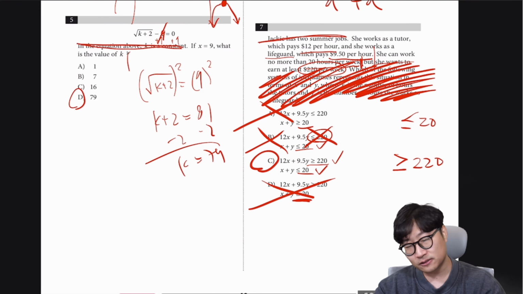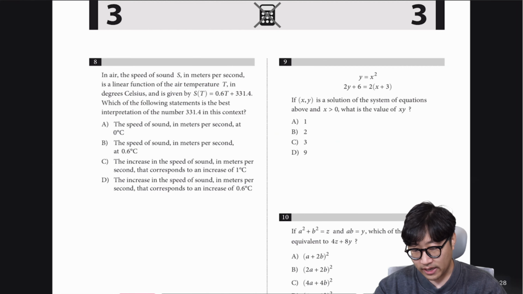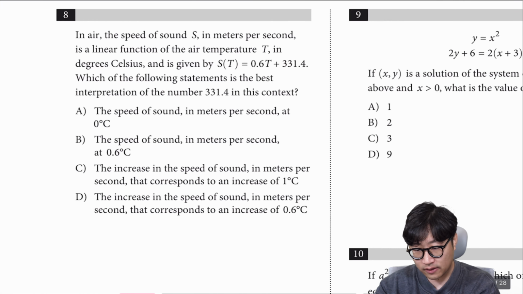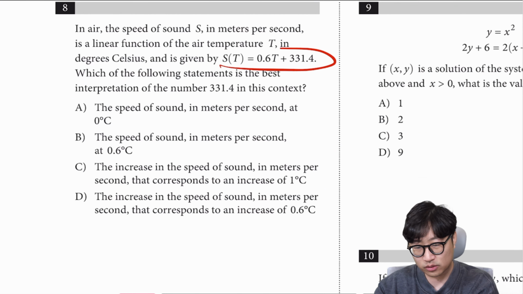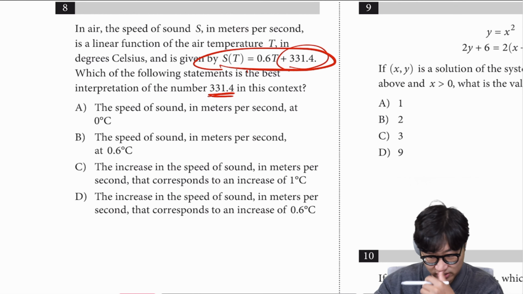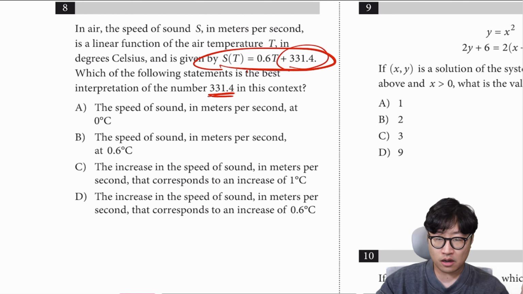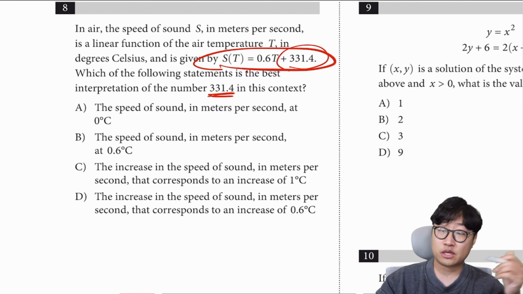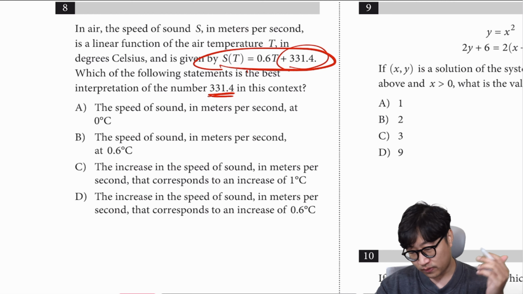Still get the right answer. All right, number 8. In air, the speed of sound, whatever, linear. Okay, cool story, linear. So what's the interpretation of that? That's called a y-intercept. That's the initial value. Something about where the t is equal to 0, the initial, the starting value, whatever they want.